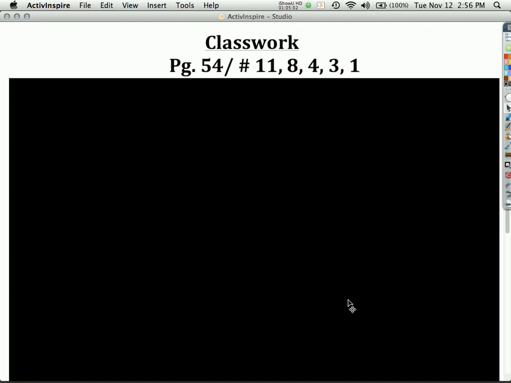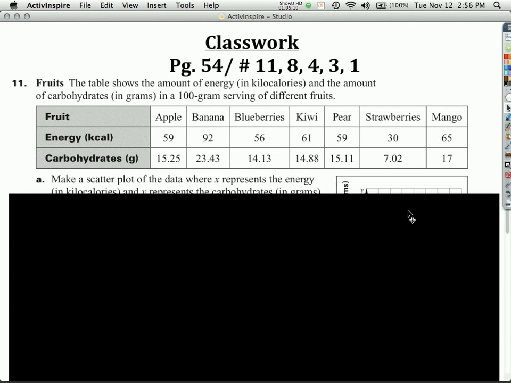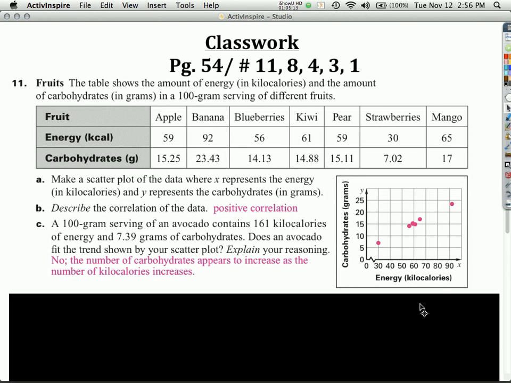All right. Pick up your colored pens. Let's see how we're doing with fitting a line to data. Number 11. Here's what your work should have looked like. Here's the scatter plot. It says describe the correlation. It's positive. In this question, you were not actually asked to draw a line of fit. However, to answer part C, a line of fit would have helped a lot. So the answer to part C is no.